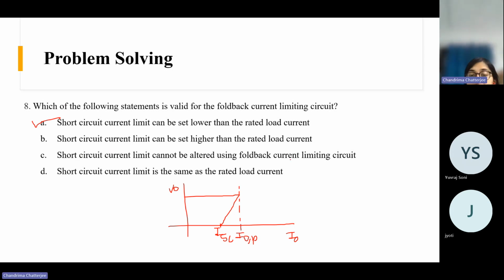So this is the last question. So do you have any question regarding the circuit operation or the numericals that we solved today?